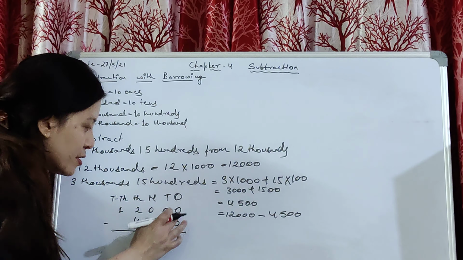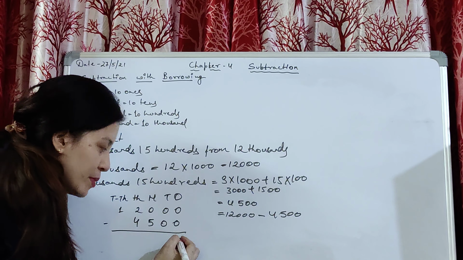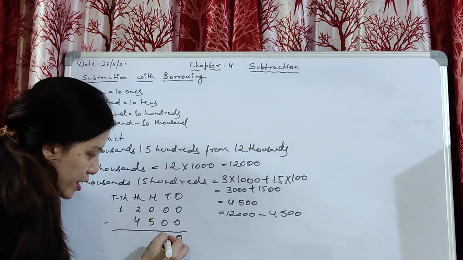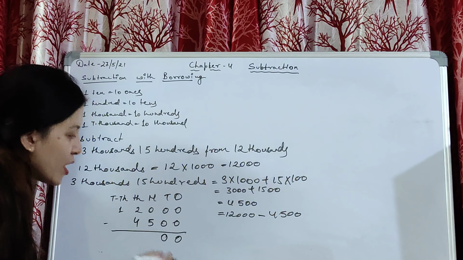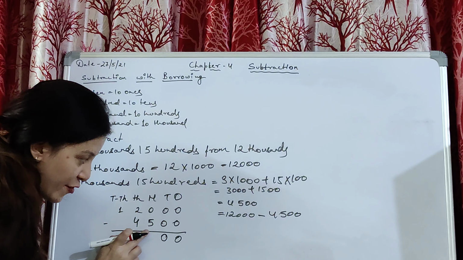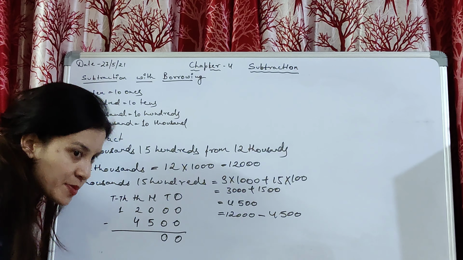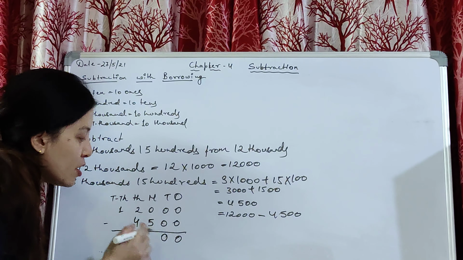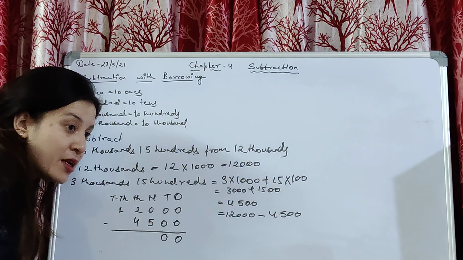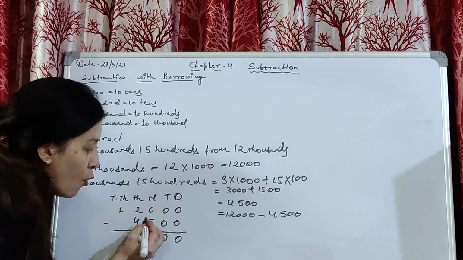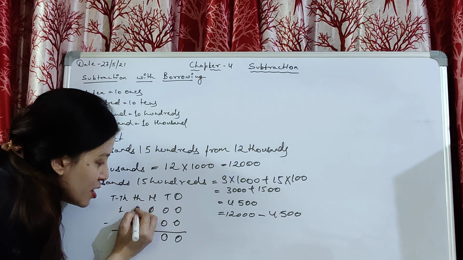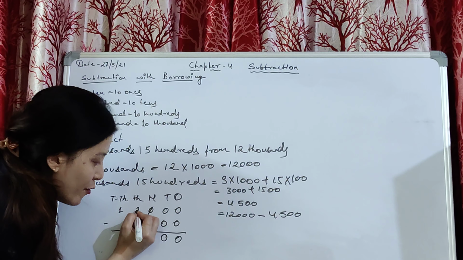Now you subtract. 0 minus 0 will be 0. 0 minus 0, again it will be 0. Now this 0 cannot subtract 5 because 0 is smaller than 5. A smaller number cannot subtract the bigger number, right? छोटा number तो बड़े number को minus नहीं कर सकता, subtract नहीं कर सकता. What you have to do is आपको यहाँ से उधार लेना पड़ेगा. You have to borrow 1 from here.